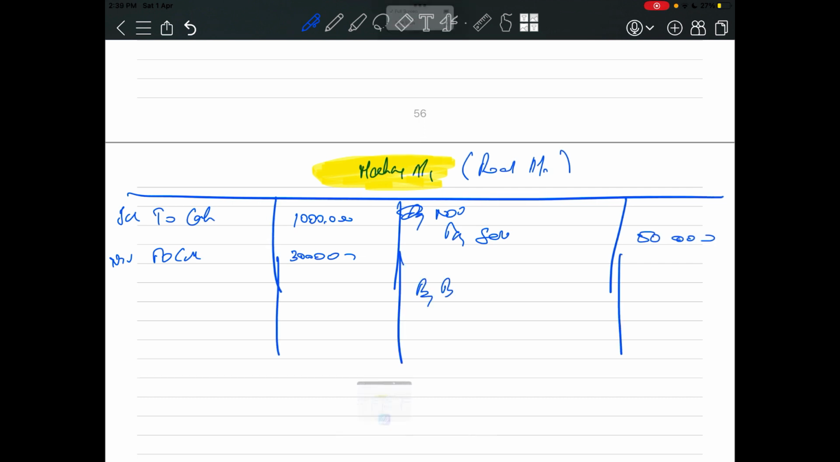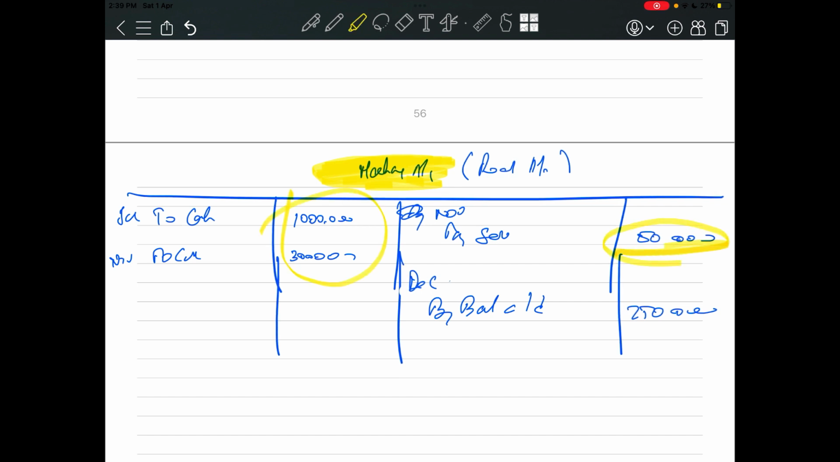At year end, December, how will you close the account? By balance c/d. So 2,50,000 will be the balance. See, this 3 lakh is the total. If you sell 50,000 of assets, then you are left with 2,50,000, right? So this is the balance of your machinery account.